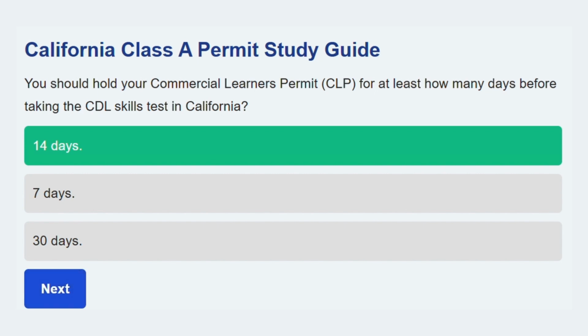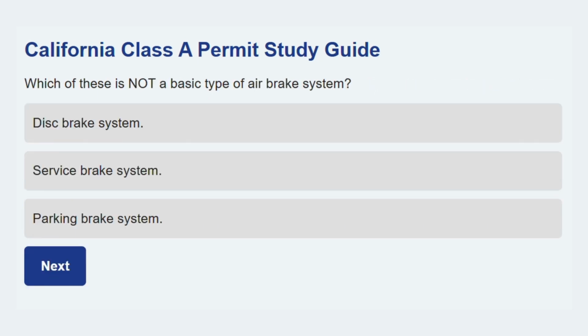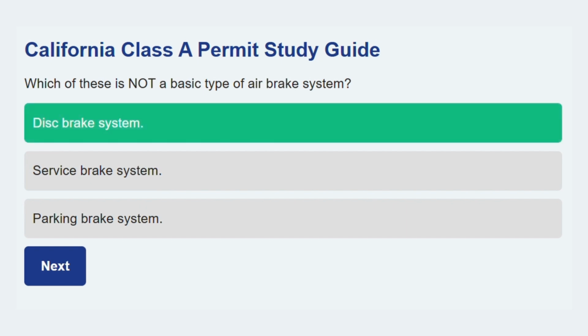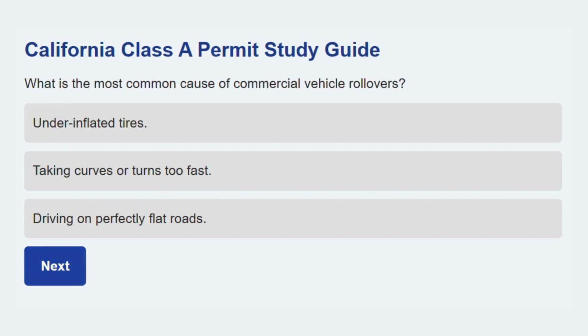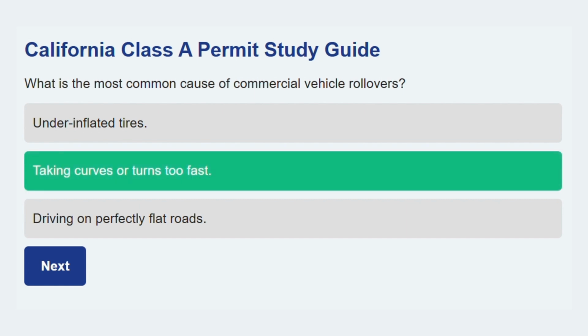So, what's next? Which of these is not a basic type of air brake system? Disc brake system. While disc brakes can be air operated, the three basic types of air brake systems are service, parking, and emergency brakes. Disc brakes are a type of foundation brake. Next on our list, what is the most common cause of commercial vehicle rollovers? Taking curves or turns too fast. Speed on curves combined with a high center of gravity is a recipe for disaster.